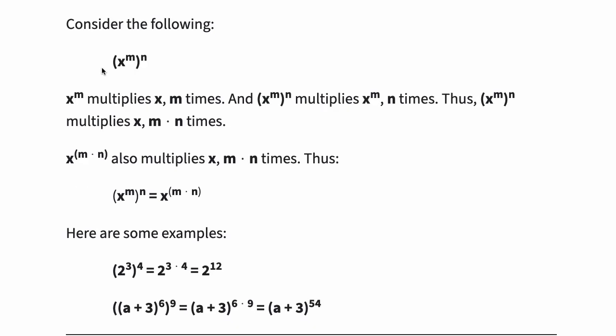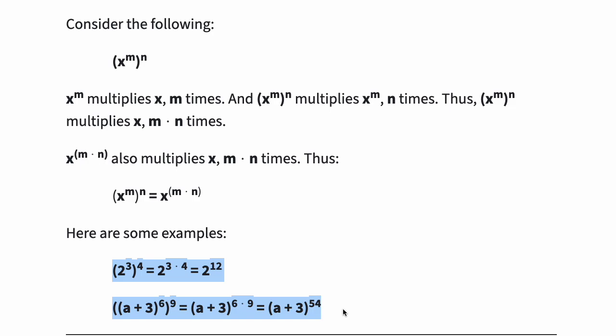Consider the expression x to the m to the n. x to the m multiplies x m times, and x to the m to the n multiplies x to the m n times. Thus, x to the m to the n multiplies x m times n times. x to the m times n also multiplies x m times n times. Thus, x to the m to the n is equal to x to the m times n.